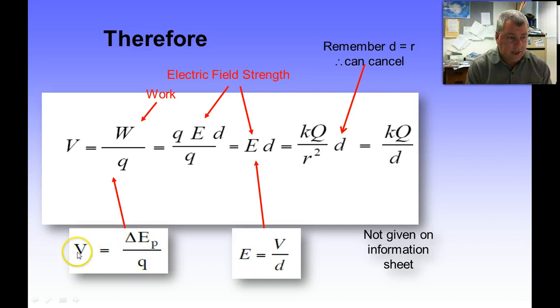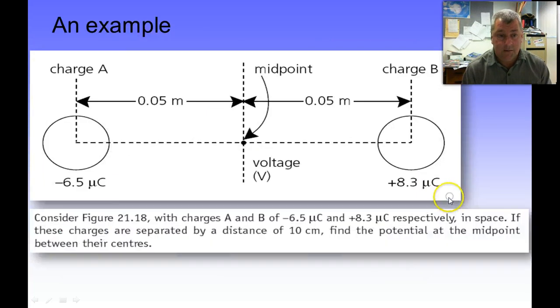And this is just recapping that V, because we've said work can be anything. It can be a change in kinetic energy, or in this case a change in the potential energy. And so work, as long as it's in joules, can be any form of work. And because E equals V on D, we've got this one here as well. So you need to remember that, or try and work it out if you can.